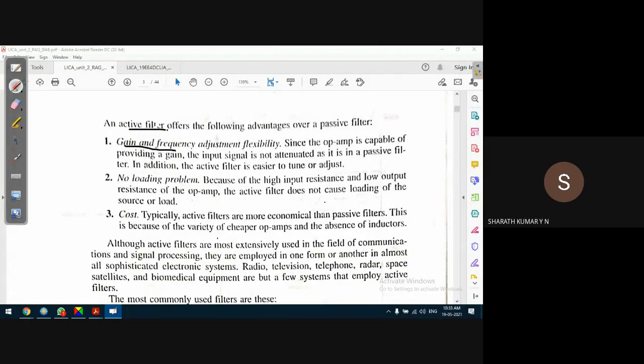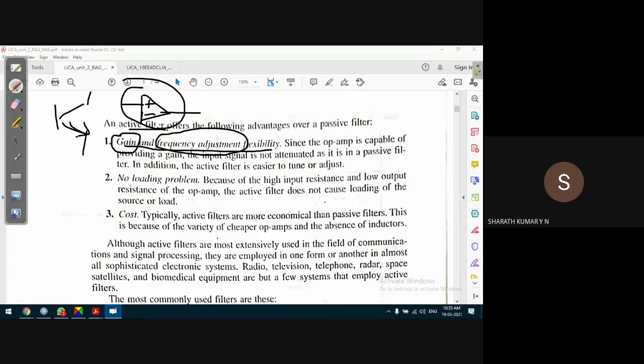First advantage is gain and frequency adjustment flexibility. As I said, whenever we have a semiconductor device, like a transistor or op amp, we can adjust the gain of the signal, the gain of the amplifier. Thereby we can obtain adjustable gain, and frequency can also be adjusted. The frequency of operation of the op amp or transistor can be adjusted so that we can accommodate the transistors or op amps in a particular circuit for a particular range of frequency.